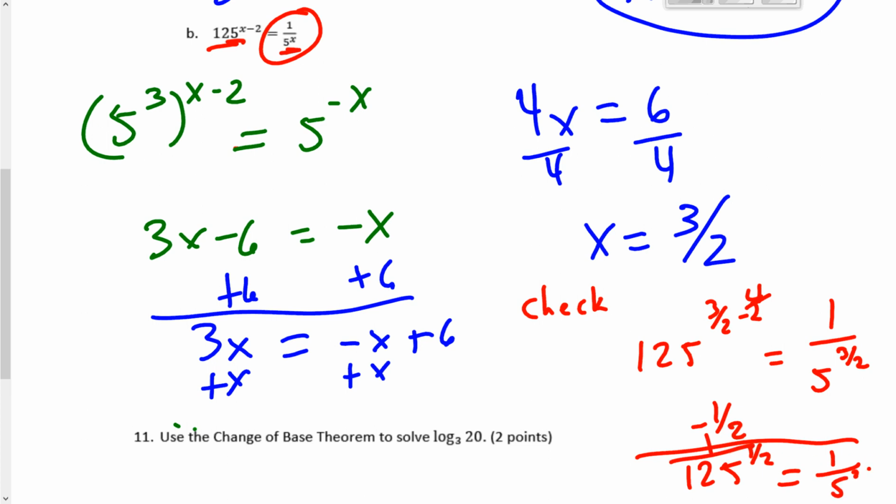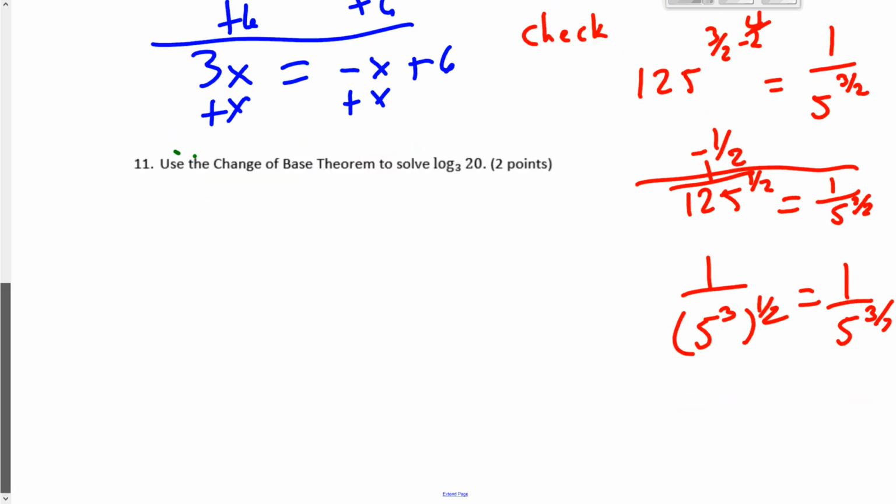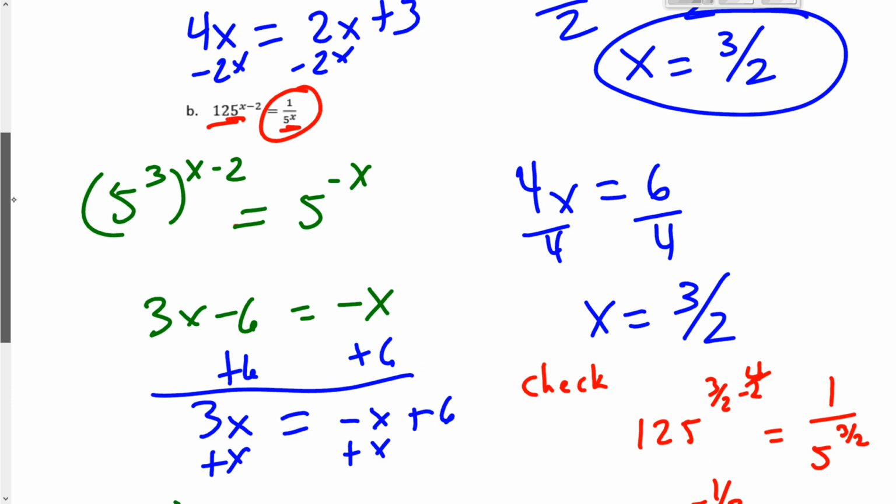So we need to make sure if these are the same, which we can rewrite 125. So there's 1 over 5 cubed raised to the 1 half equals 1 over 5 to the 3 halves. Multiply, raise powers, multiply them. Look at that. And we get the same exact thing, so we know that we were wrong to begin with, and we came back and we made sure we got the correct answer.